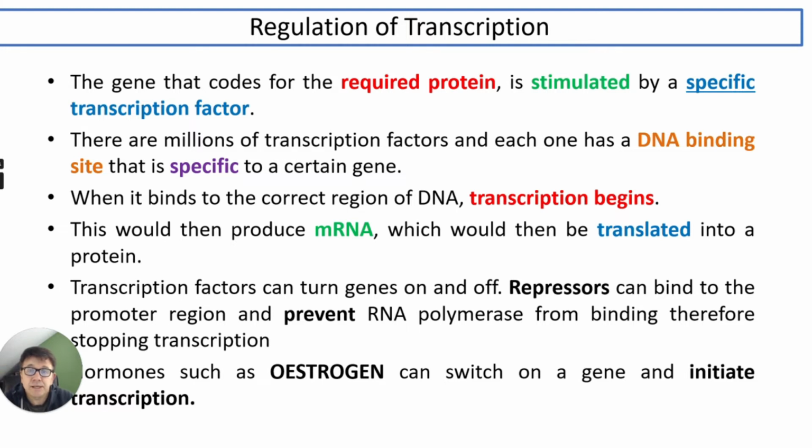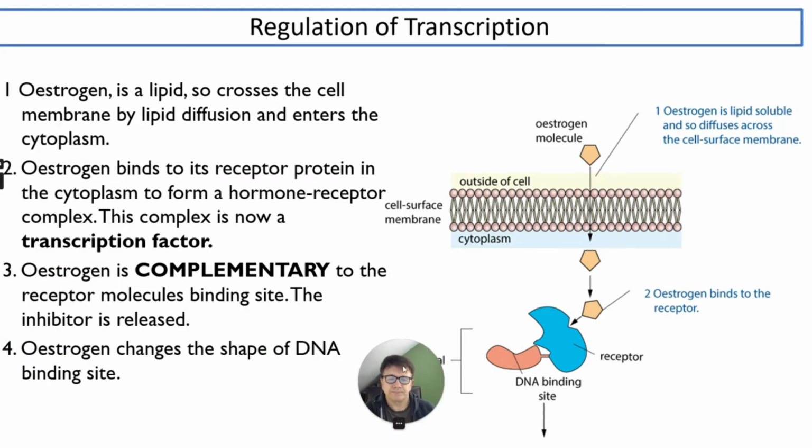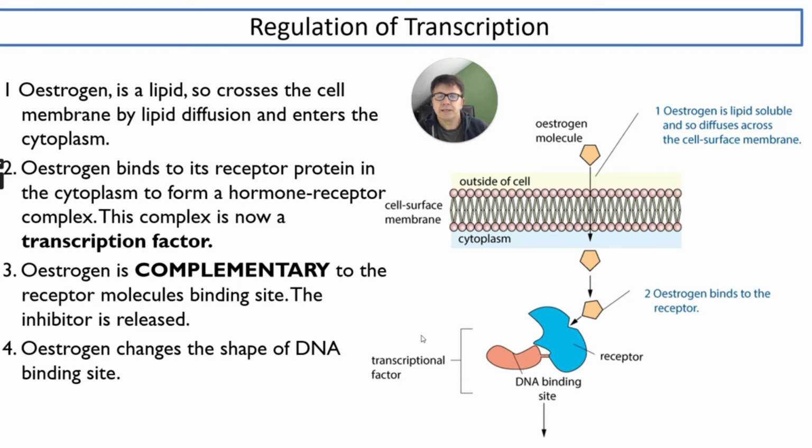Now, the fact is transcription factors can turn genes on or off. So you could have repressors that can bind to the promoter region and prevent RNA polymerase from binding, therefore stopping transcription. But in your spec, they want you to know about how genes are turned on by a specific type of transcription factor. In this case, it is estrogen. So we're going to look at how estrogen can switch on a gene and initiate transcription. So I'll just move myself out of the way. There you go. So let's talk about regulation of transcription with estrogen.